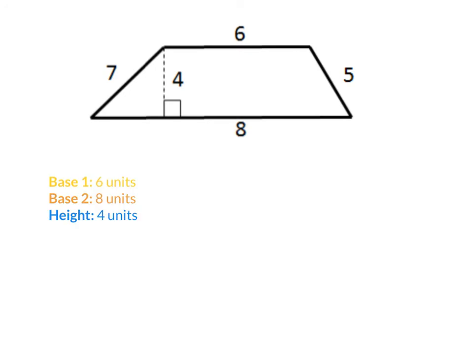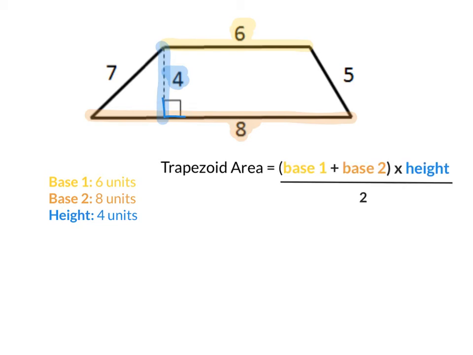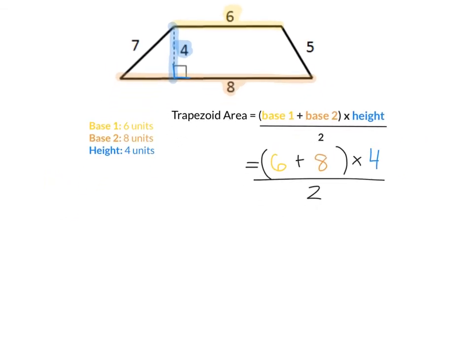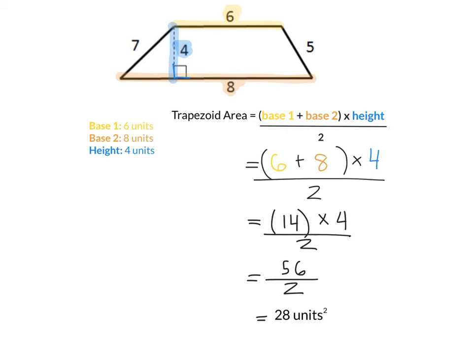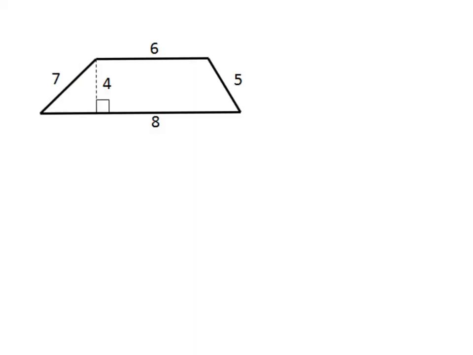Here we have a trapezoid with its base 1 length of 6 units, base 2 length of 8 units, and its height of 4 units. Remember, the height is always perpendicular to the bases, so the 7 and 5 lengths cannot be the height of the trapezoid. If we substitute these lengths into our formula, this is the work and total area we'd get. The total area is 28 units squared. But this doesn't prove our formula works. We need to compare our formula to a method we trust to see if we'd get the same answer.